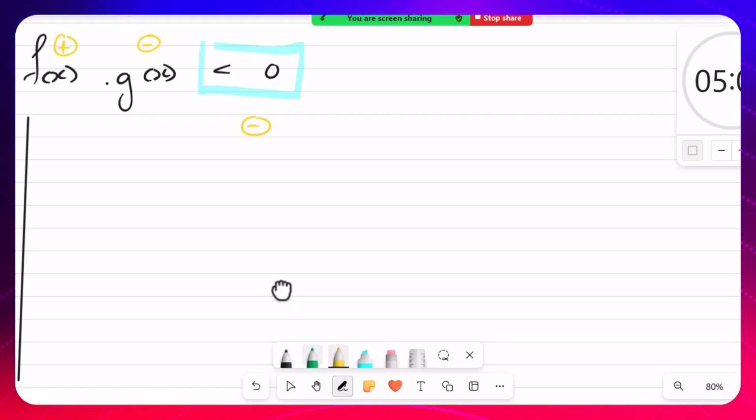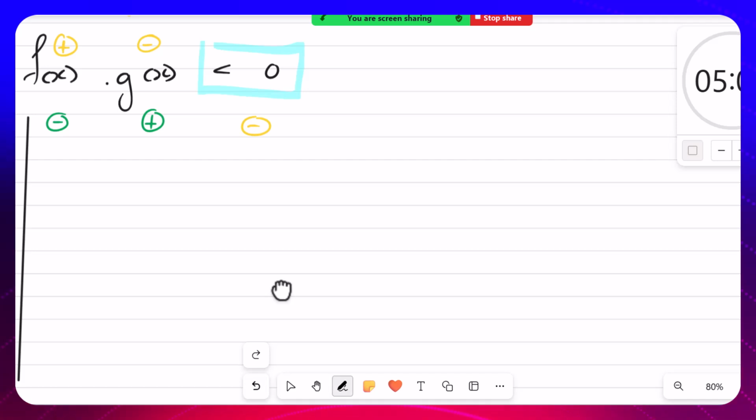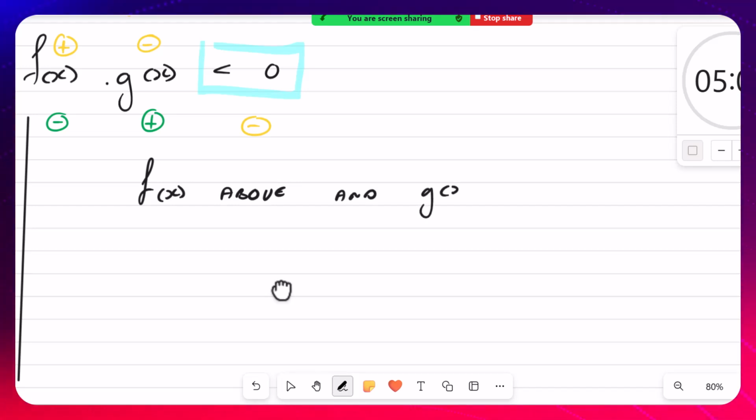We can also say that if this graph here is negative, this graph has to be positive. Just like we applied before, the plus would be above, and the negative would be below the x-axis. So for the first part of our graph where we need to shade in, one graph has to be above. To specify our graphs, f of x has to be above and g of x has to be below the x-axis.